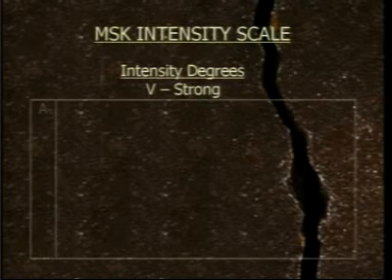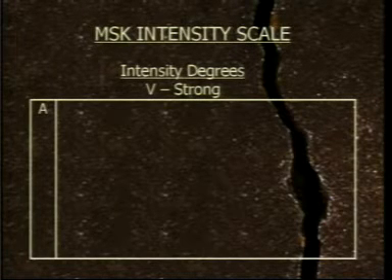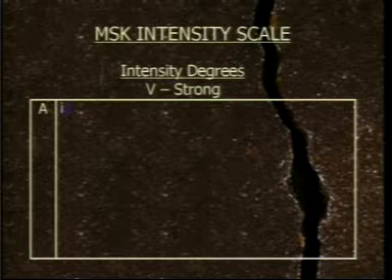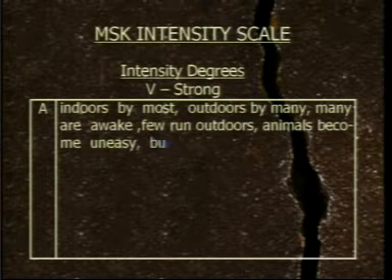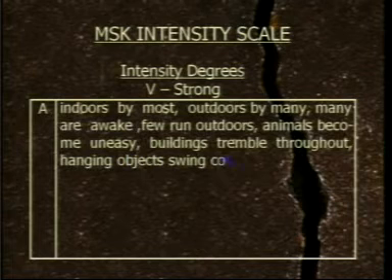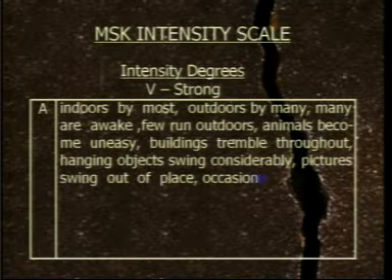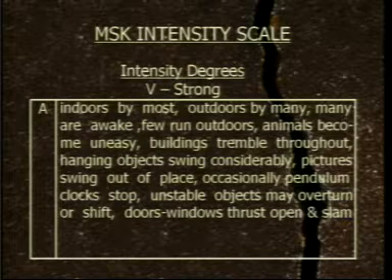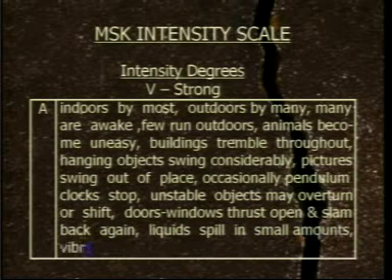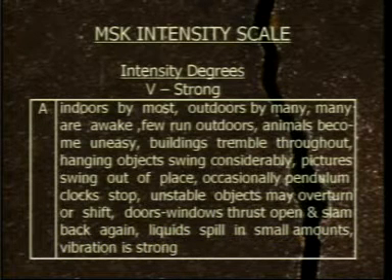The actual intensity marking starts at intensity 5, which we call the strong intensity. The A part consists of: the earthquake is felt indoors by most, meaning more than 60%, and outdoors by many. It means more than half of the people felt this earthquake. Many sleeping people awake. A few run outdoors.